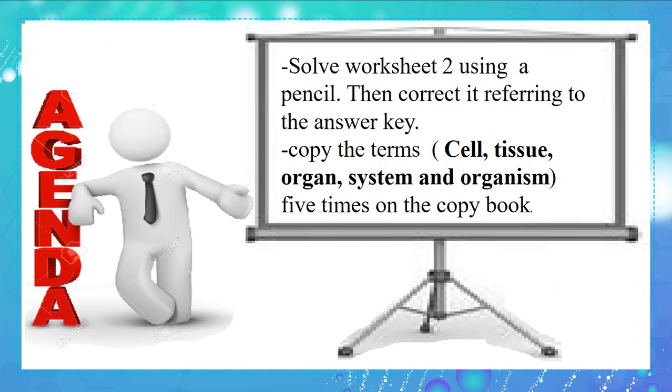And now, as a homework, you're going to solve worksheet 2 using a pencil, then correct it referring to the answer key. You're going to copy the following terms on your copybook 5 times, and they are the cell, tissue, organ, system, and organism.